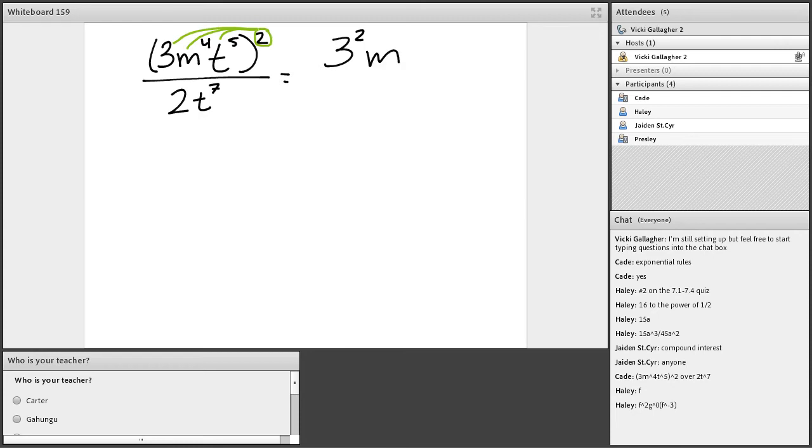And then we talked earlier when you're distributing, you're going to multiply the exponents together. So I'm going to multiply the 4 times the 2, which will give me an 8 here. And then I'm going to multiply the 5 times the 2, which will give me a 10 here. And then anytime that you have a number to a power, you do want to actually figure out what that is. So we don't want to end the problem with a 3 squared in it. So we definitely want to change that 3 squared into a 9.